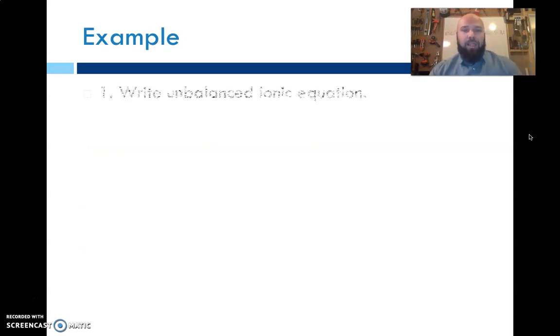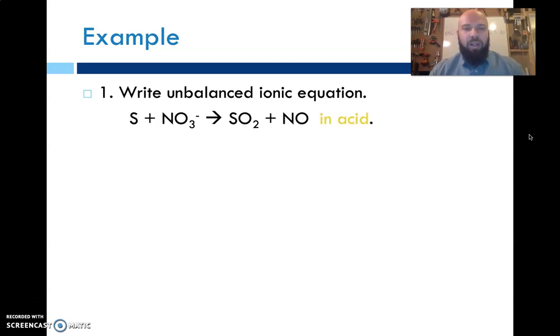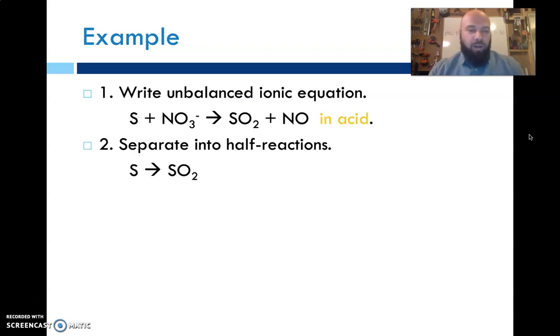Here's an example under acidic conditions. So step 1 said write the unbalanced ionic equation. This would be what was given. So it is not balanced, and then you're going to separate them into the two half reactions. You can do this knowing that sulfur will become sulfur dioxide and nitrate will become nitrogen monoxide. Sulfur and nitrogen monoxide would not be a half reaction because sulfur would not be changing into nitrogen.